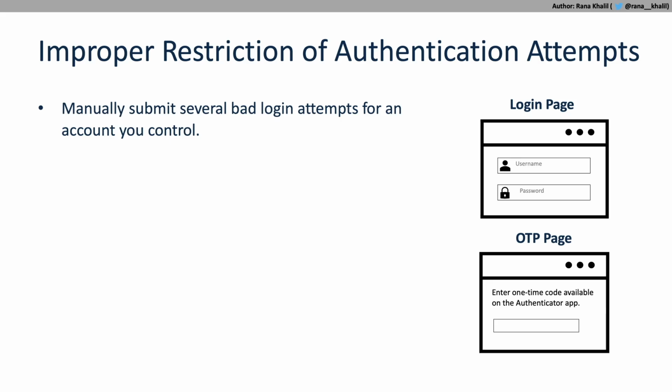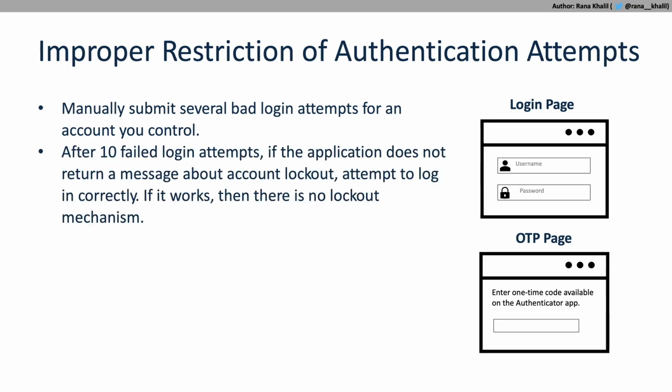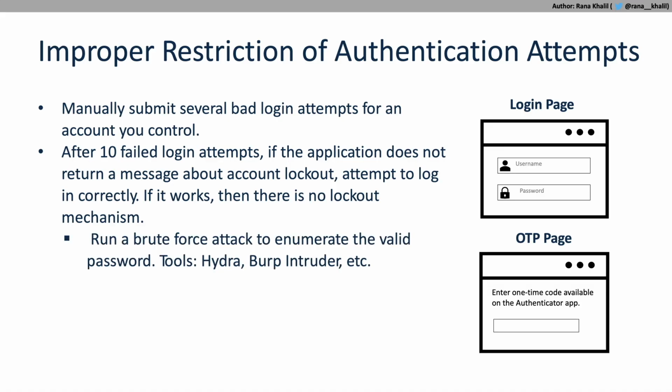Next is improper restriction of authentication attempts. So the first thing you need to do here is identify if there is any form of brute force protection that the application employs. To test for that, what I usually do is just manually submit several bad login attempts to accounts that I control. If after 10 failed login attempts I don't get locked out, then chances are there's no lockout mechanism. So in that case, the next thing to do is run a brute force attack using a tool like Hydra or Burp Intruder to enumerate the list of valid passwords for the valid usernames that I have.